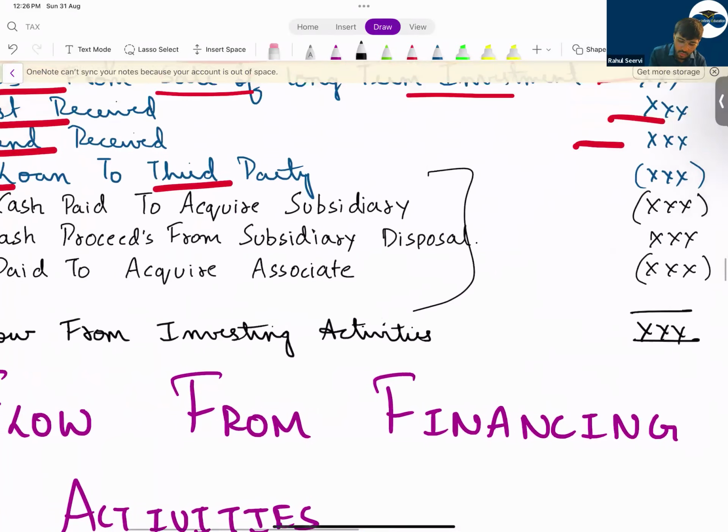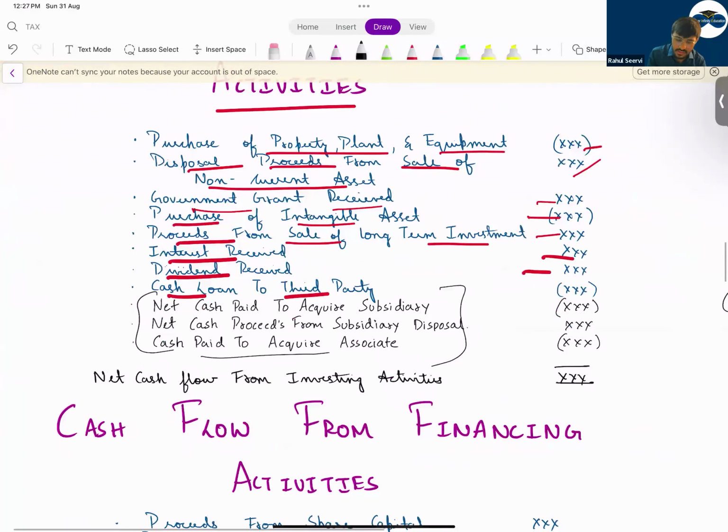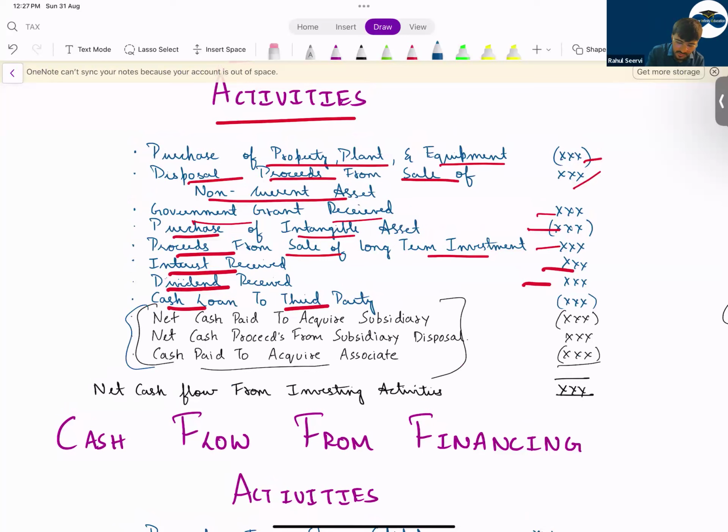Then cash paid to acquire associate. Whatever amount you paid to acquire any associate, you will reduce it. So whenever a consolidation question comes, these three adjustments can come. They are frequently repeated adjustments. And for sure, whenever you have cash flow, interest paid or interest calculation will come.